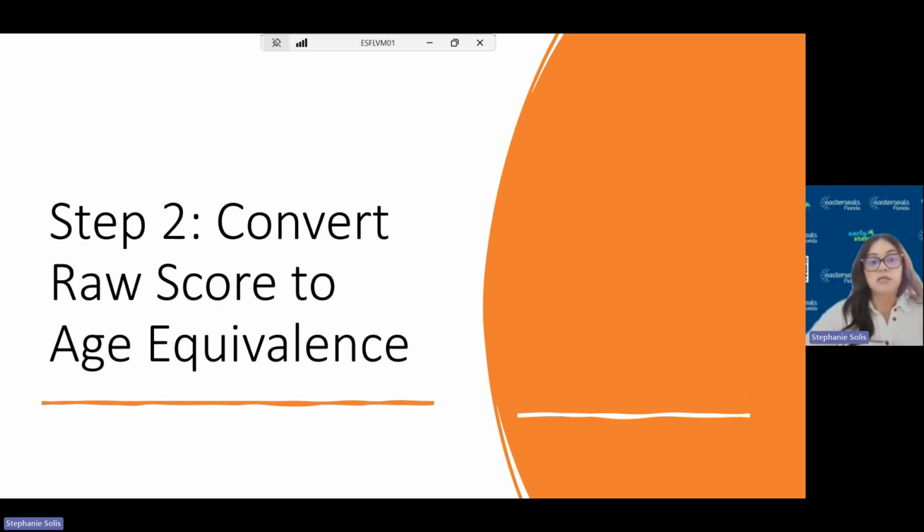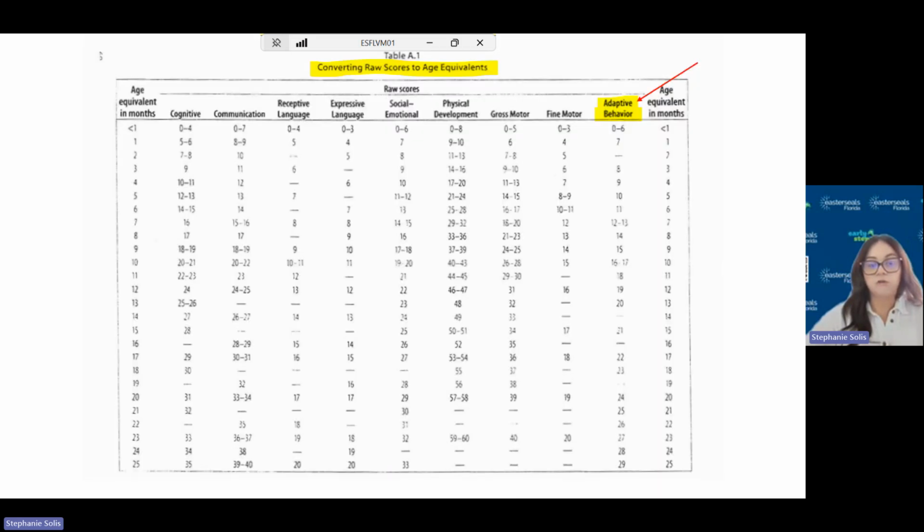Now we're going to go into step 2, which is converting that raw score to age equivalents. We're going to reference our converting raw scores to age equivalents form. Again, for this one, we're looking at that domain. Each domain has its own section that we need to reference. If you remember, our raw score was a 32.